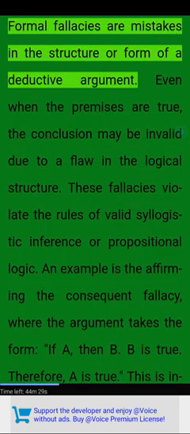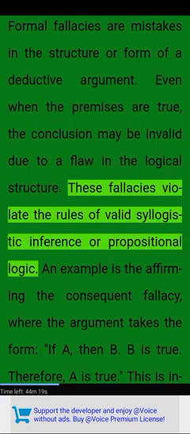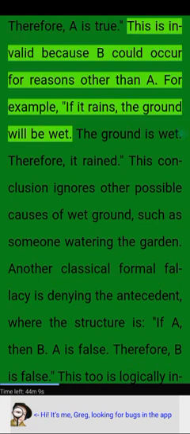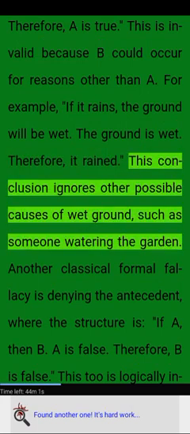Formal fallacies are mistakes in the structure or form of a deductive argument. Even when the premises are true, the conclusion may be invalid due to a flaw in the logical structure. These fallacies violate the rules of valid syllogistic inference or propositional logic. An example is the affirming the consequent fallacy, where the argument takes the form: if A, then B; B is true; therefore, A is true. This is invalid because B could occur for reasons other than A. For example, if it rains, the ground will be wet. The ground is wet. Therefore, it rained.